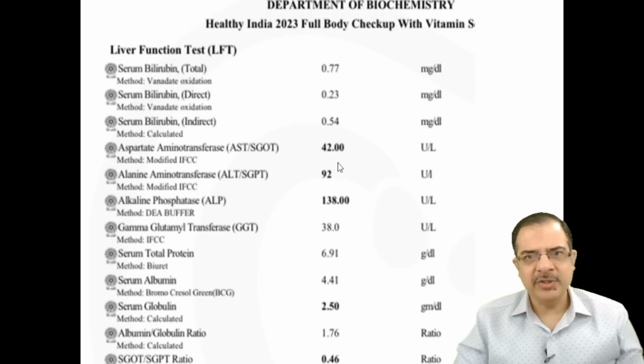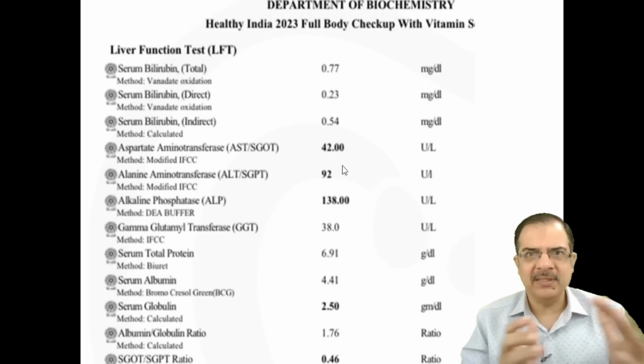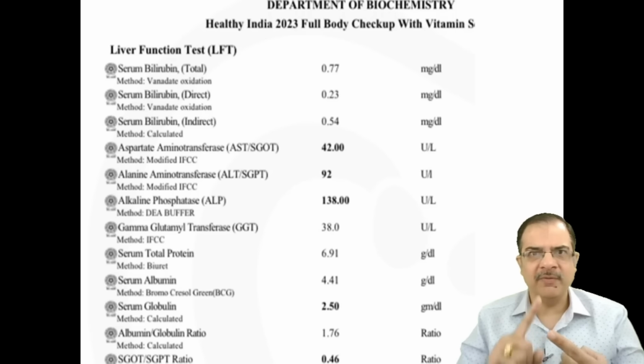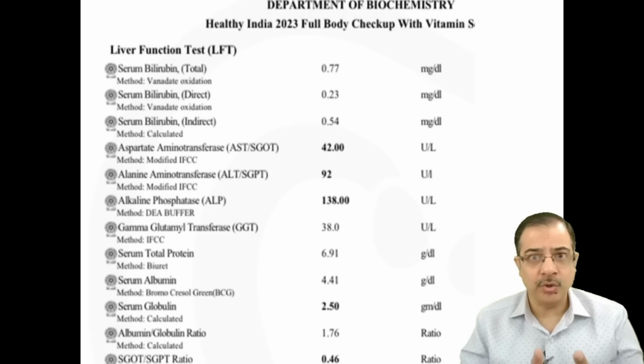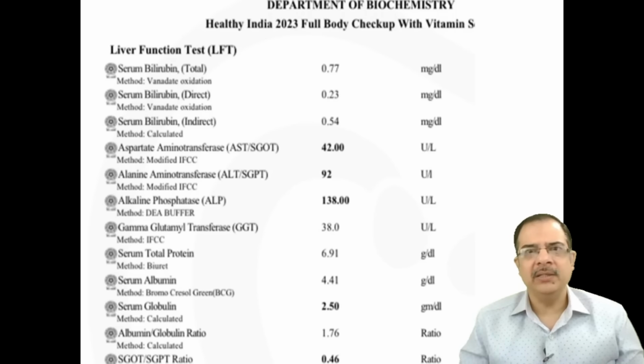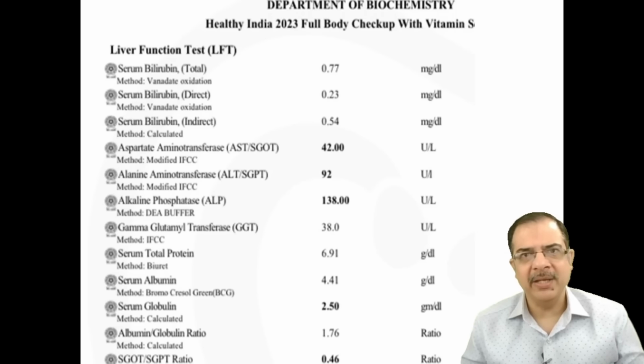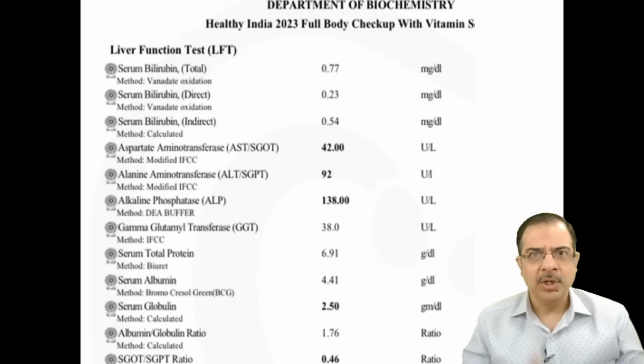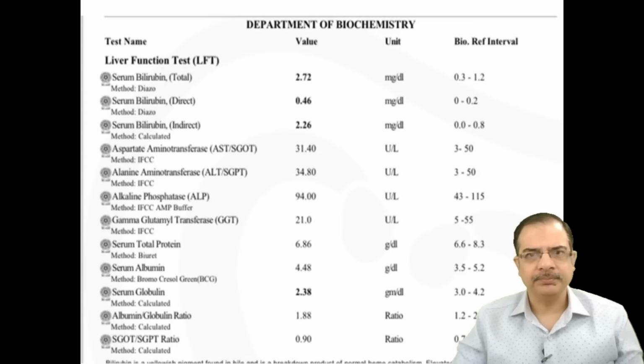So if the SGPT is more than SGOT and the levels are less than 150, then you will think of non-alcoholic fatty liver disease, autoimmune hepatitis, chronic hepatitis B and C. So the history and clinical examination will tell you. This patient has a BMI of 30, obesity, and was having diabetes also. So most likely non-alcoholic fatty liver disease was the cause.